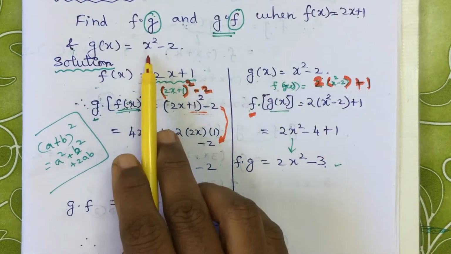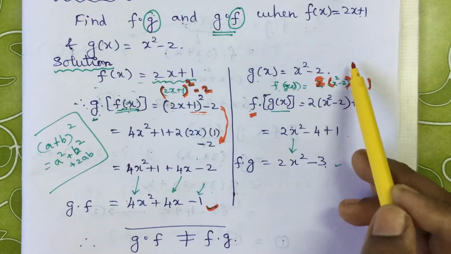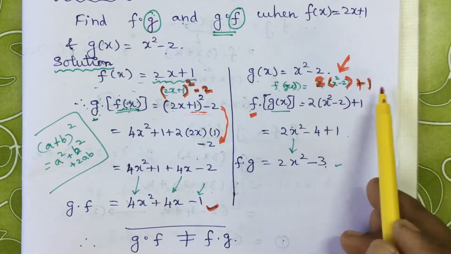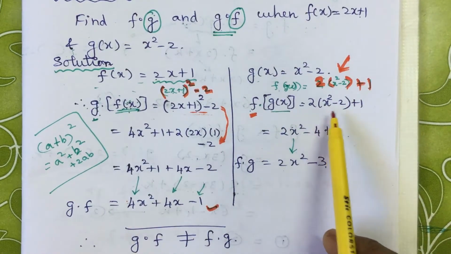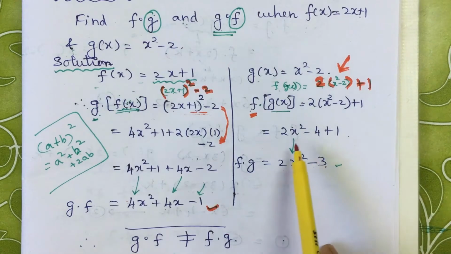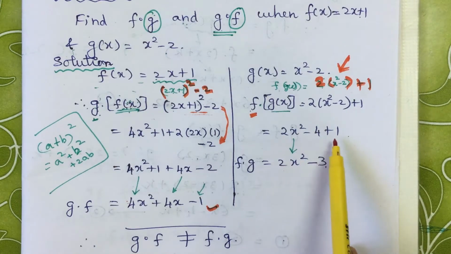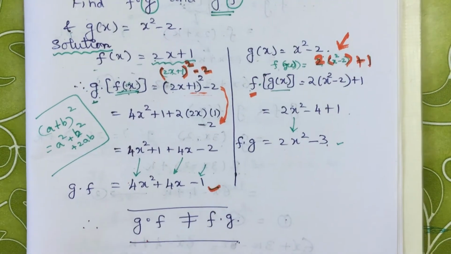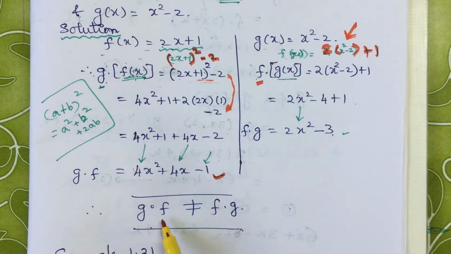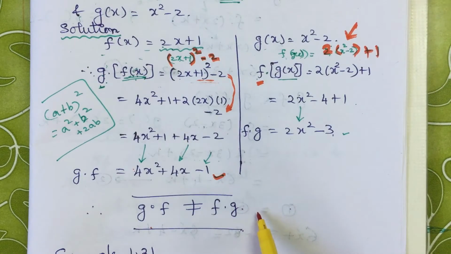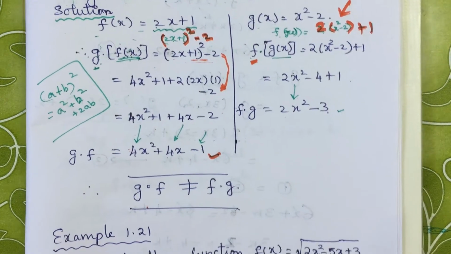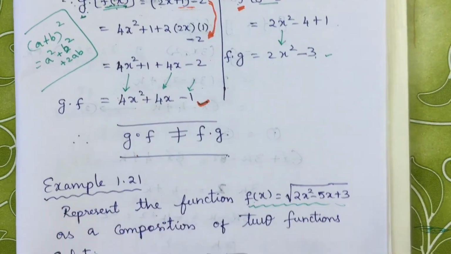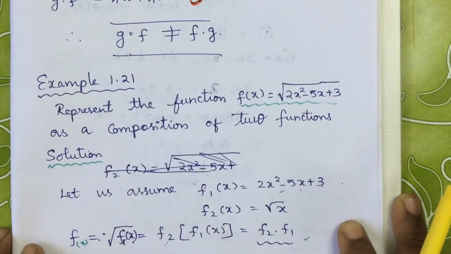What is g of x? x square minus 2. So you replace your something with x square minus 2. So 2 into x square minus 2 plus 1. You will get 2x square minus 4 plus 1. On simplification, 2x square minus 3. So if you see, g dot f is always not equal to f dot g unless otherwise specified. Okay.